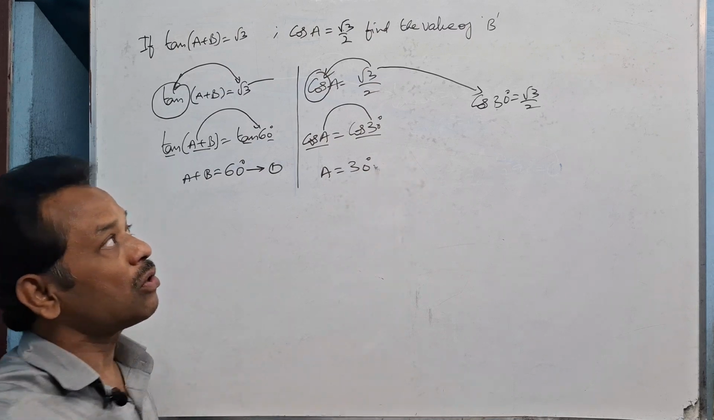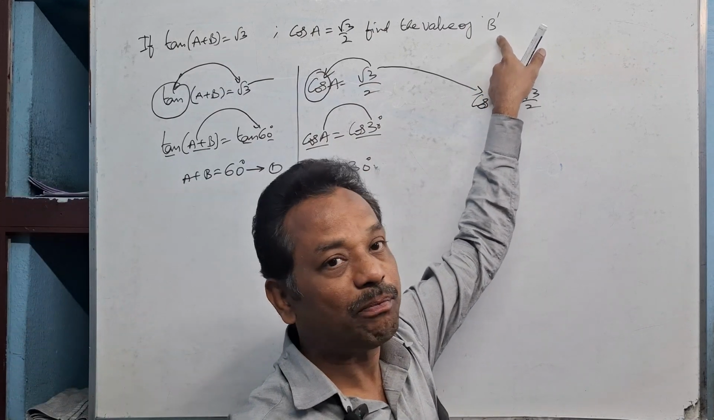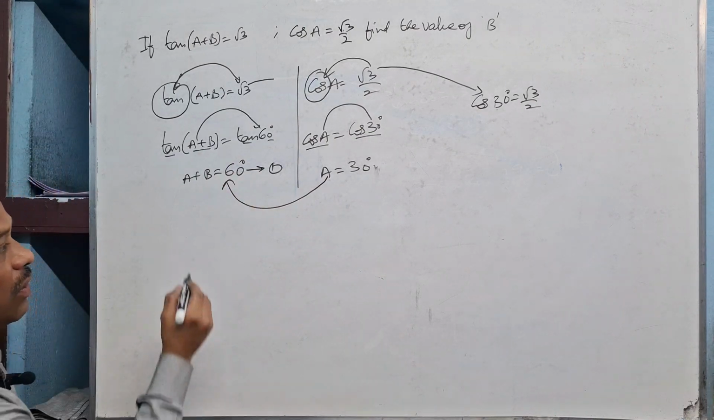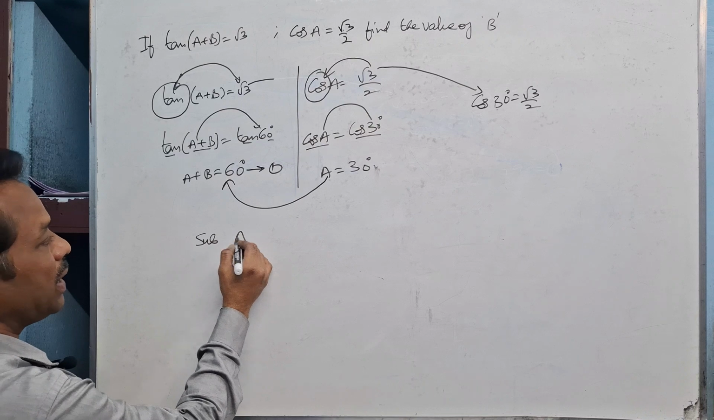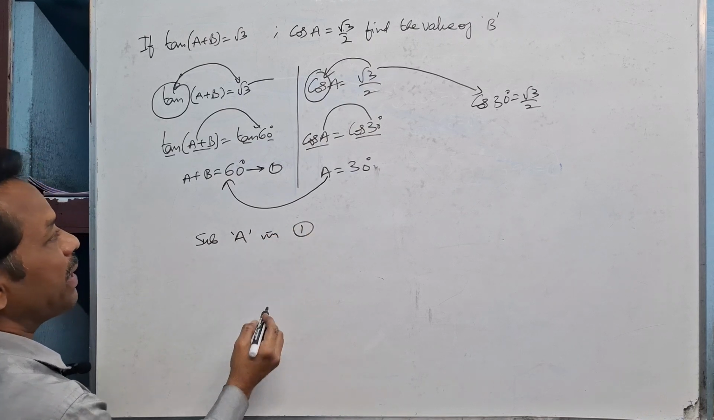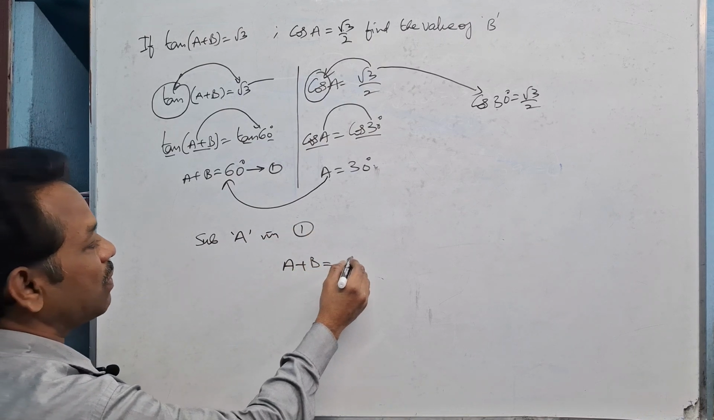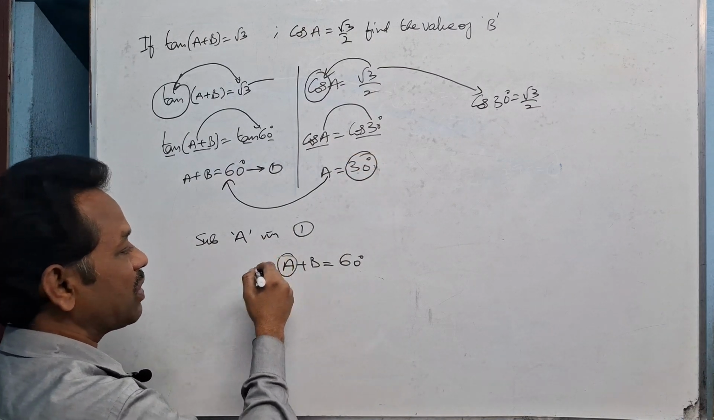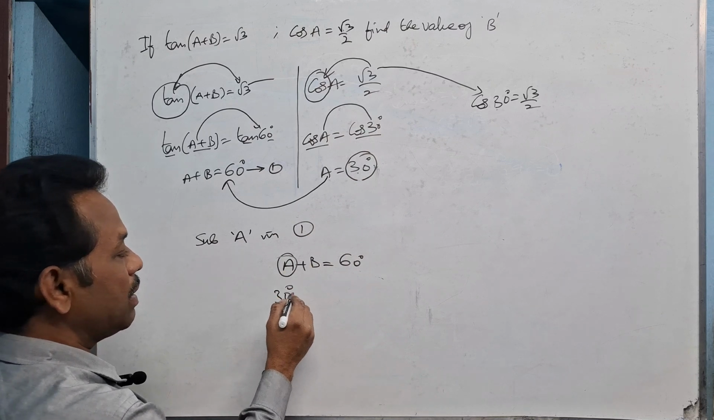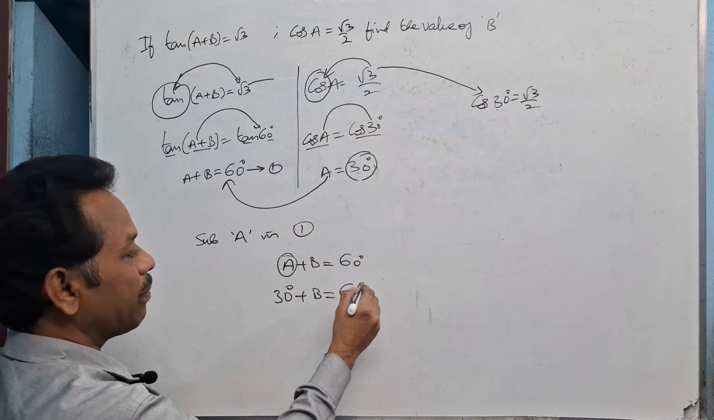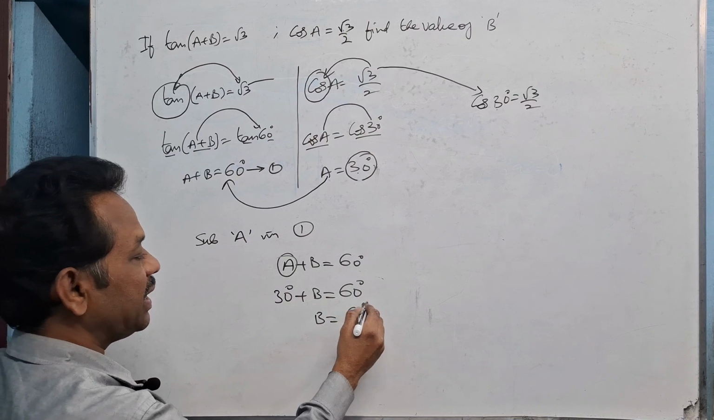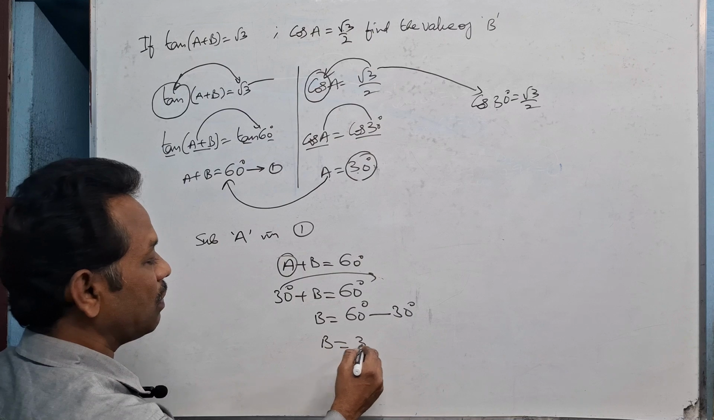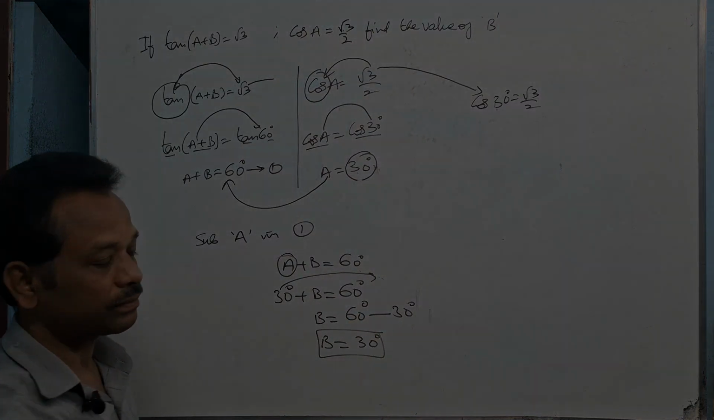Now the thing is, we need the value of B. So let me put this A in equation 1. Substitute A in equation 1. My equation 1 is A + B equal to 60 degrees. The value of A already we know. In the place of A, let me take 30. 30 + B equal to 60. So B equal to 60 degrees minus, when I shift this side, I'll get minus 30 degrees. So B equal to 30 degrees.